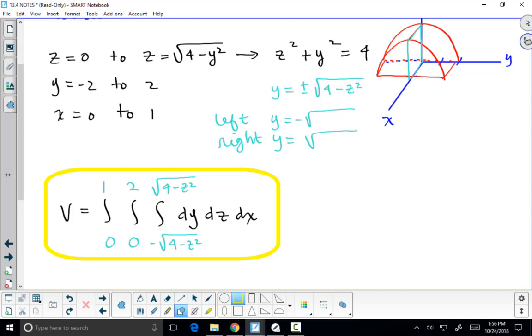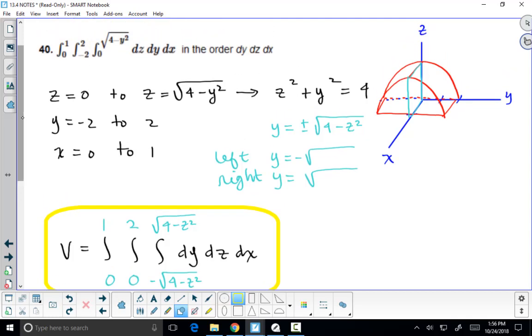Where did you get the 0 to 2? The circle that we're using to generate the semicircle is a circle of radius 2, which tells us the distance from here to here is 2. Because it's centered at the origin, the semicircle back there has a radius of 2. So that tells us the z direction is 2 units and the x direction is 1 because they told us to go 0 to 1 with x.